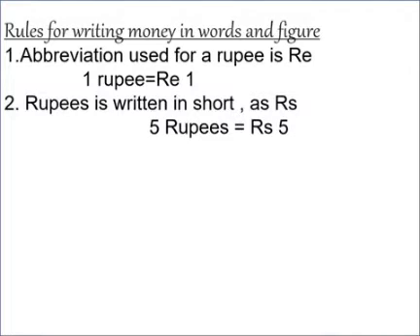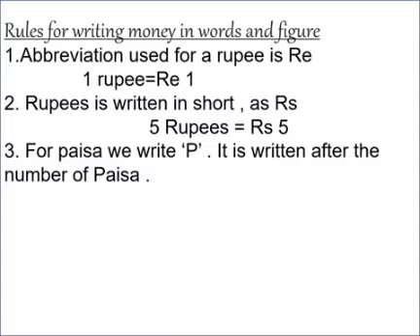Whereas the plural form of rupee, rupees, is written in short as Rs. So when we tell singular and plural, rupee, rupees. Rupees is written in short as Rs. Here also the first letter should be capital. 5 rupees is equal to Rs 5.